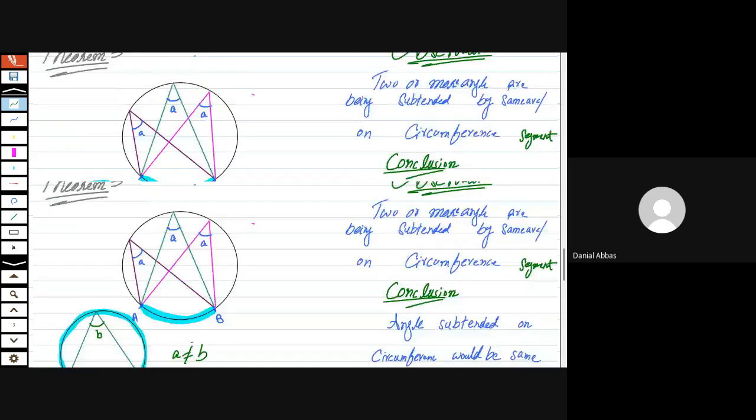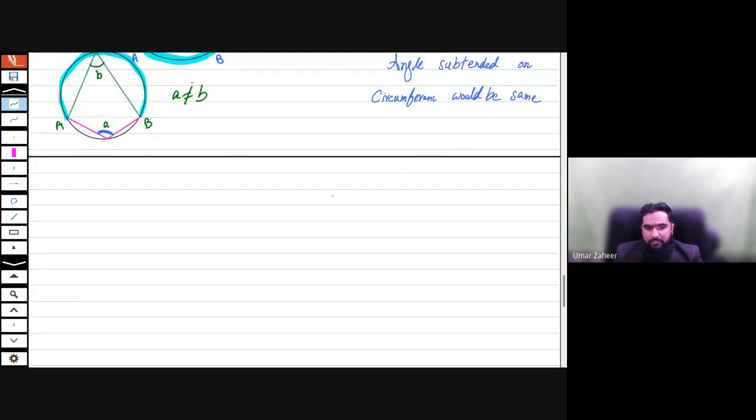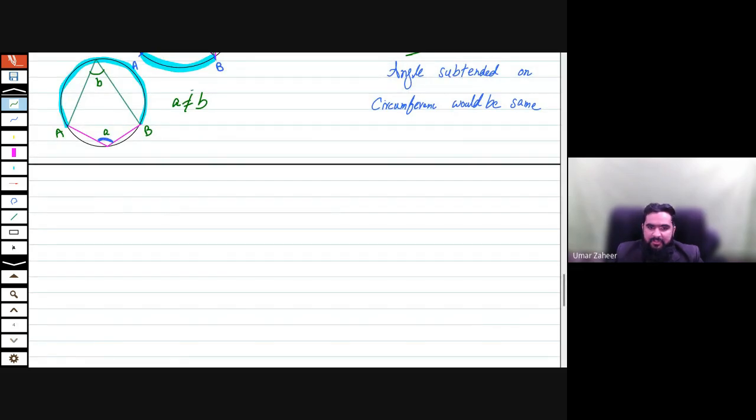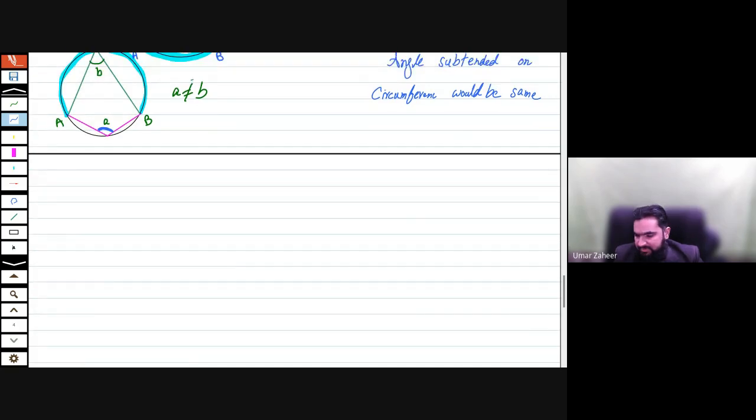Yes. Okay, these are the three theorems. Before we go further with the theorems, we have to discuss one thing about quadrilaterals. We have done it, but I will discuss it again here. That is the cyclic quadrilateral. Yes, what is a cyclic quadrilateral?